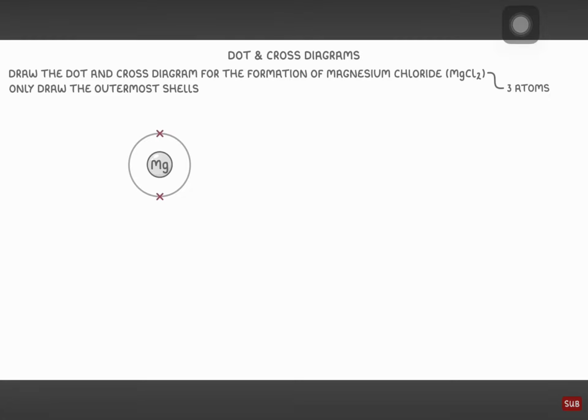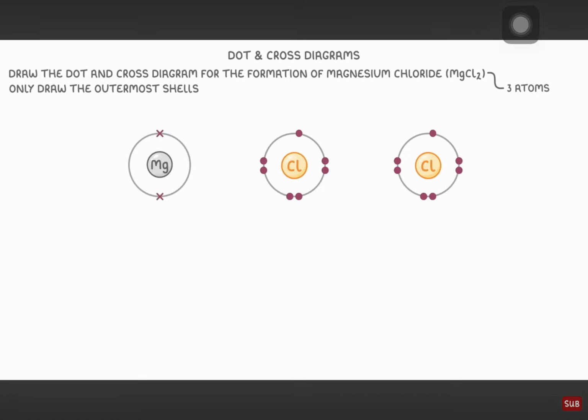We have magnesium, which has 2 electrons in its outer shell that it wants to get rid of, and we have 2 chlorines, both of which have 7 outer electrons, so we need 1 more each. The next step is to think about where the electrons could move to make all the electrons happy with a full outer shell. And as a general rule, electrons will move from the metal to the non-metal. So in this case, magnesium can give 1 electron to each of the 2 chlorines. As a result, we'll end up with a magnesium 2+ ion and 2 chloride 1- ions.